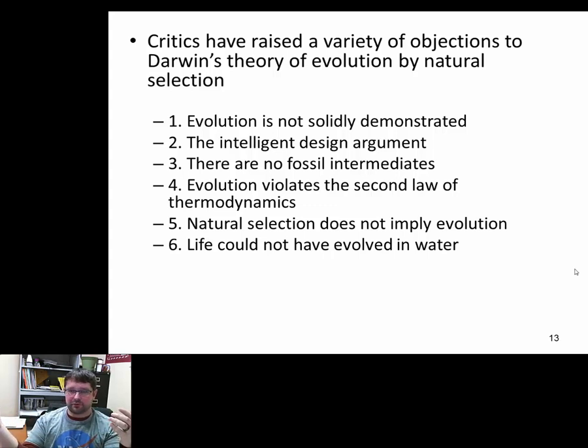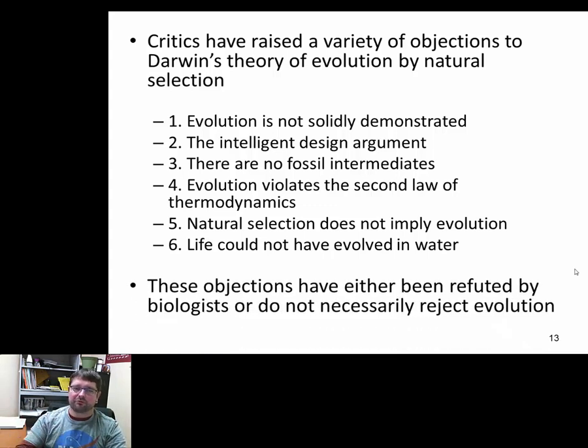The genes in the population are not changing. And life could not have evolved in water. This really has nothing to do with evolution. It has to do with how life came to be. So it really doesn't address evolution at all. So most of these objections have been refuted numerous times. And in other cases, they have nothing to do with evolution, and it's just a way to rant or criticize Darwin's theory of evolution by means of natural selection.